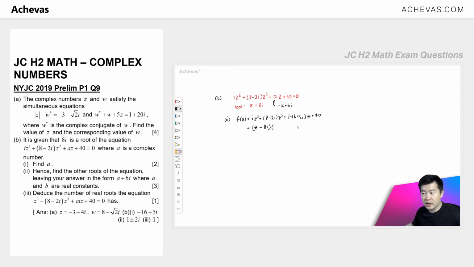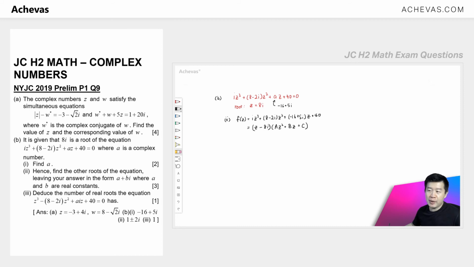And we are going to be having a quadratic factor over here. So for this quadratic factor, let me assume it to be a z squared plus b z plus c. And I'm going to try to use comparison, comparing the coefficients of the left and right hand side to find a, b, and c.